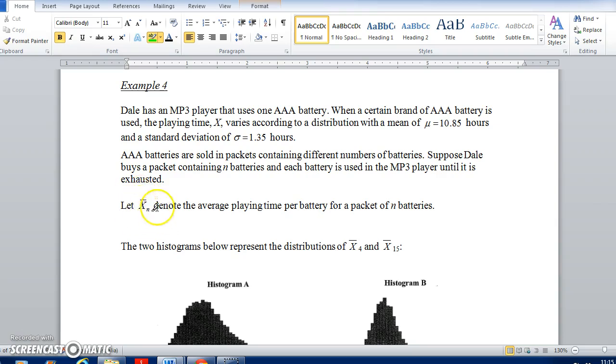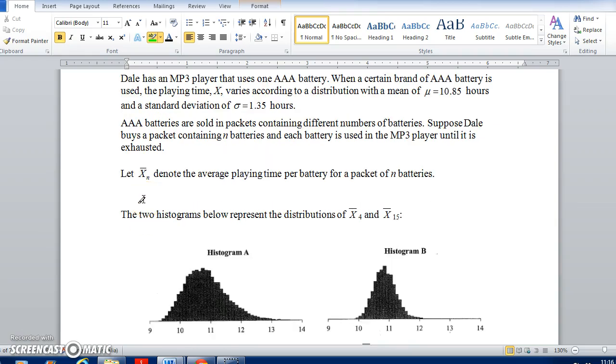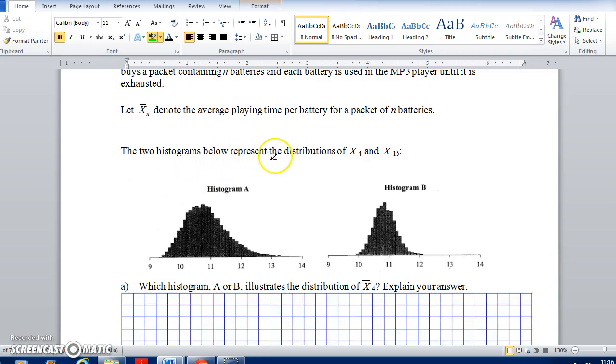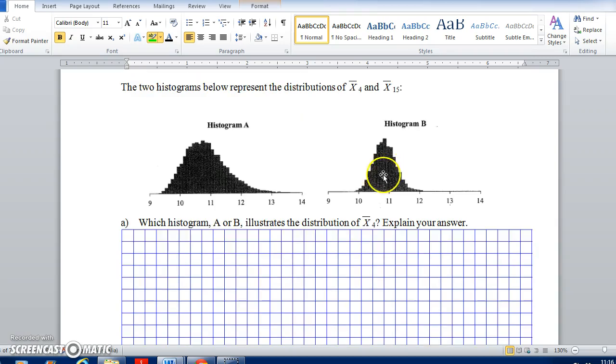So let X bar N denote the average playing time per battery for a packet of N batteries. So basically this is our distribution where our sample size is N, and it's a distribution which has the mean playing time of every battery. So it's a mean time playing of each battery, and we have a sample size of N. So the two histograms below represent the distribution of when the sample size is 4, and here it's when the sample size is 15. So which histogram illustrates the distribution of X bar 4?